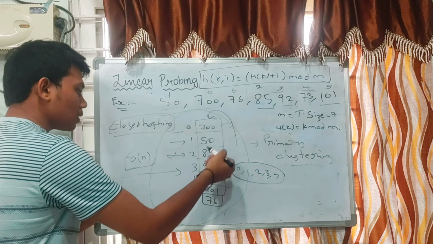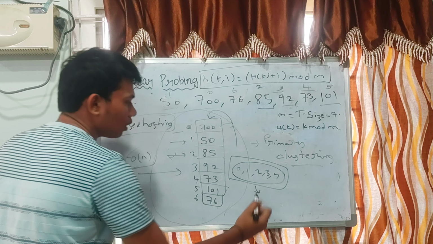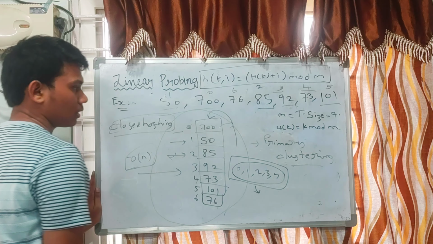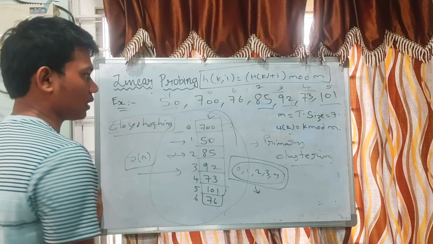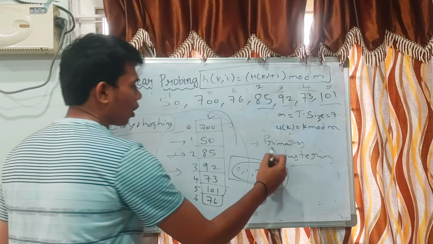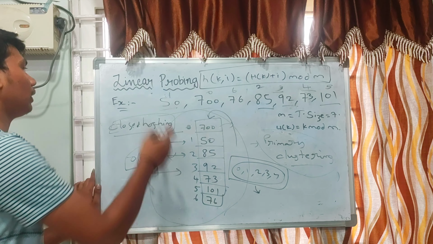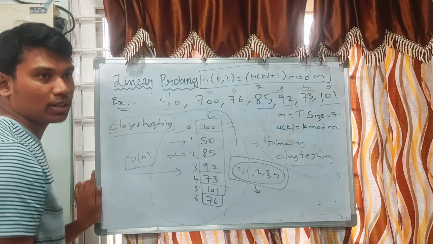So some locations may be missed, or these locations may be combined to form a single cluster. If it forms a single cluster, then searching or retrieving an element may take some time. So this is the problem of primary clustering, which is overcome in the next technique, quadratic probing, which we will discuss in the next lecture.